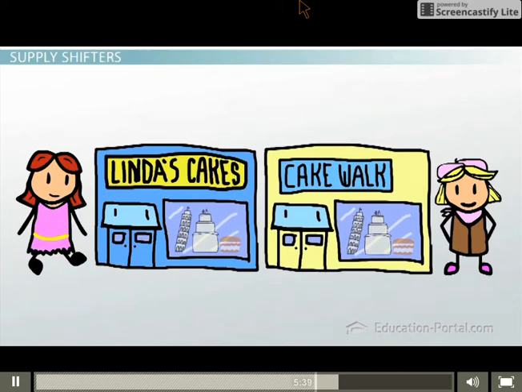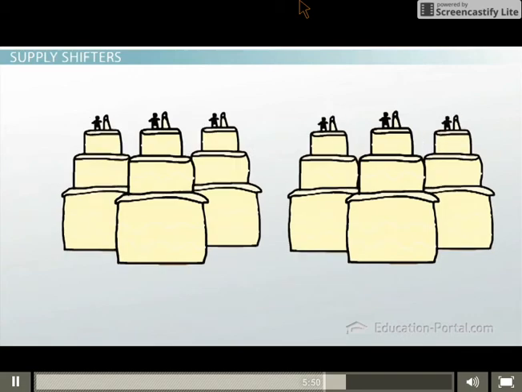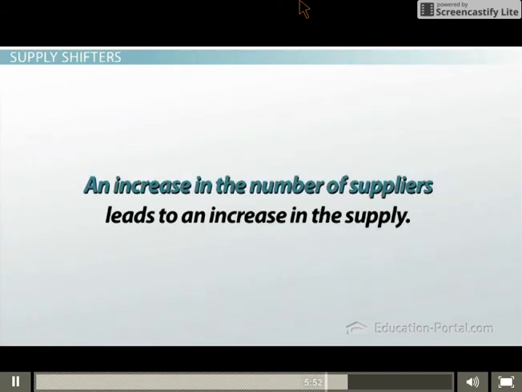The number of people who demand cakes throughout the year hasn't changed. In fact, nothing has, except that there are now 2 cake suppliers instead of 1, which means that the supply of cakes just went up. An increase in the number of suppliers leads to an increase in the supply.